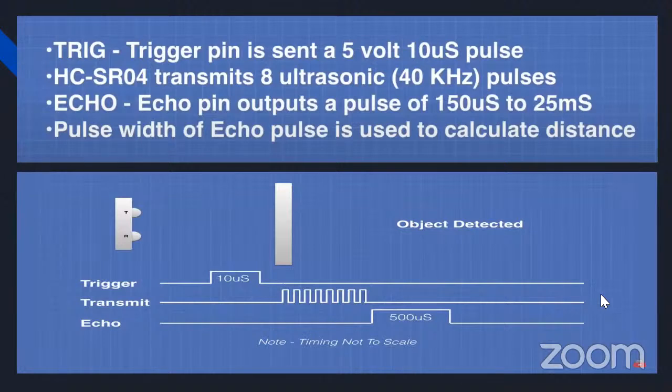As you can see, this is how it calculates. The trigger pin sends out a signal, and the receiver receives a signal, and using the time it takes, we will be calculating the distance. And I think Anish will be taking up the coding.